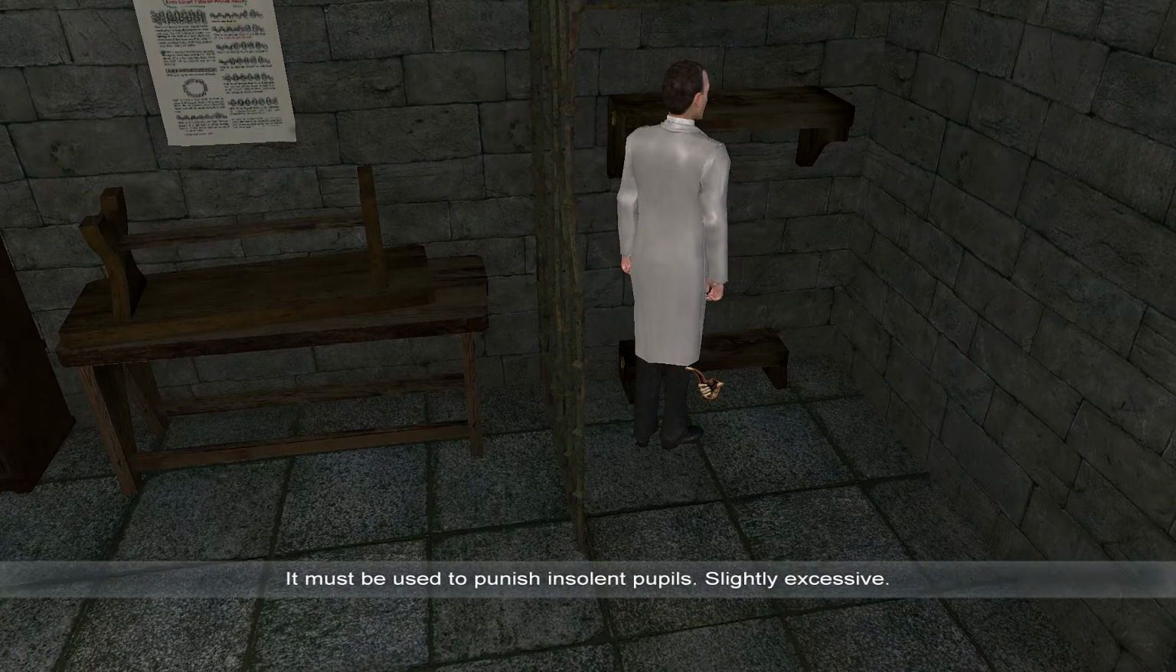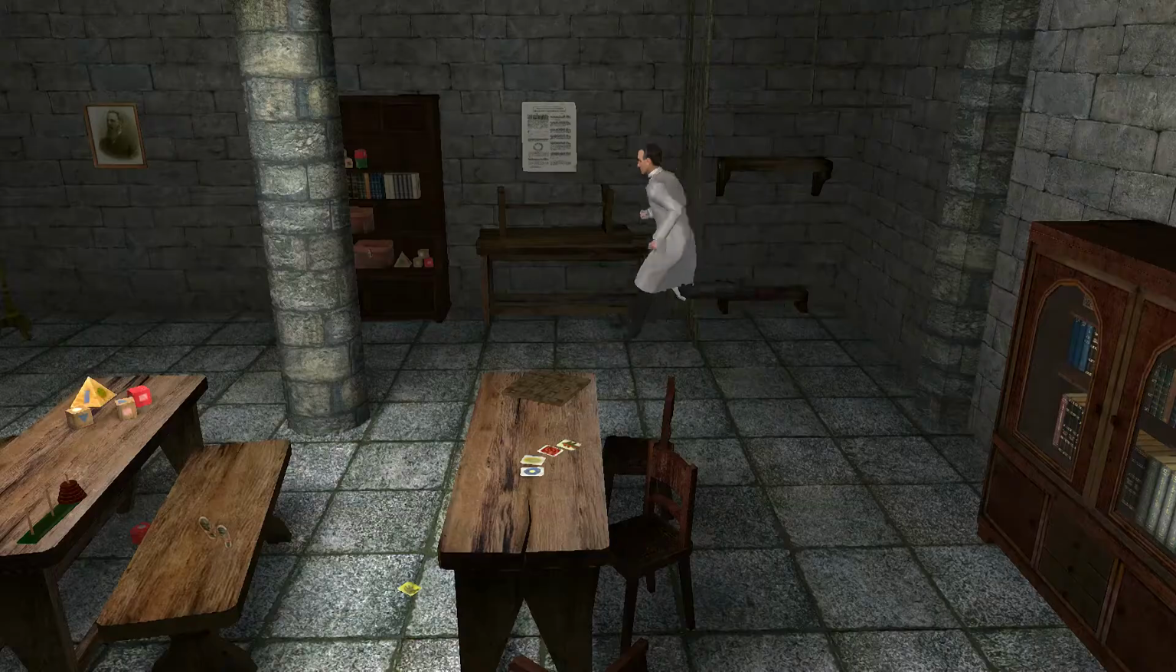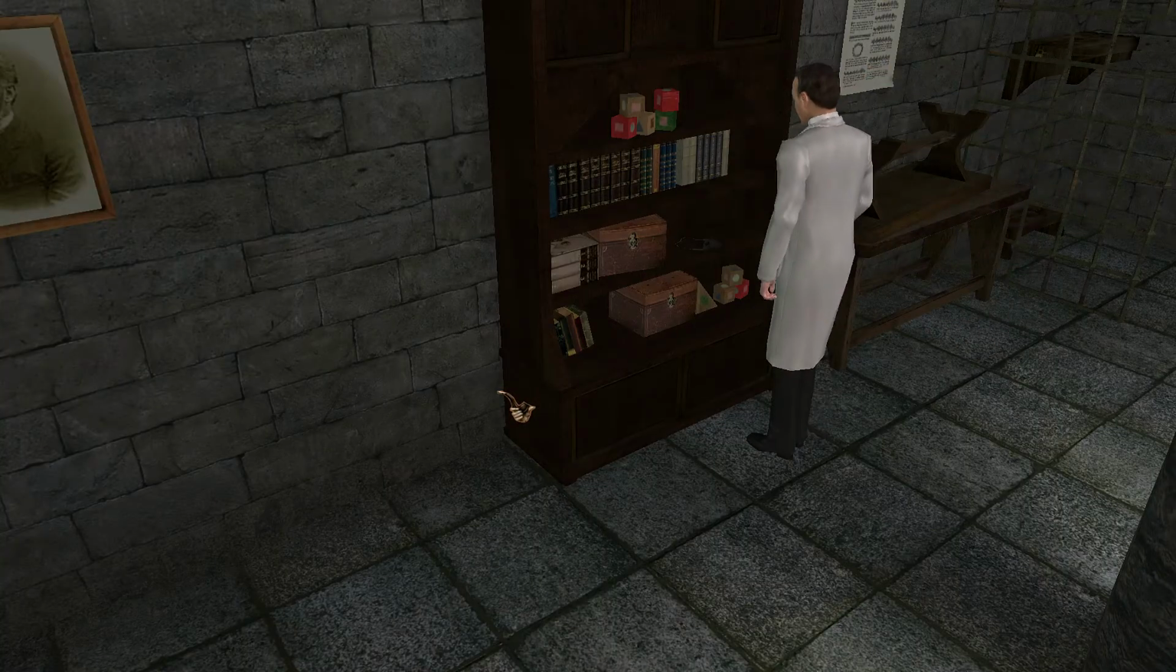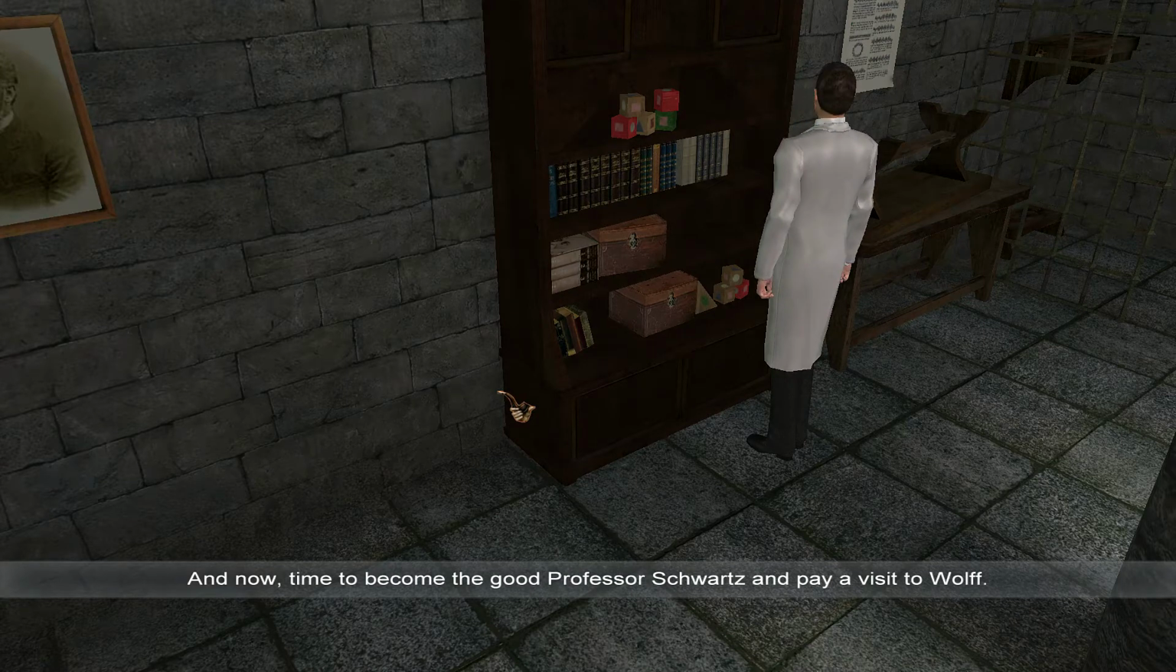It must be used to punish insolent pupils. Slightly excessive. This should prove useful. And now, time to become the good Professor Schwartz and pay a visit to Wolf.